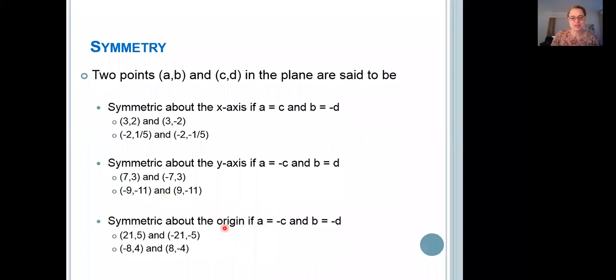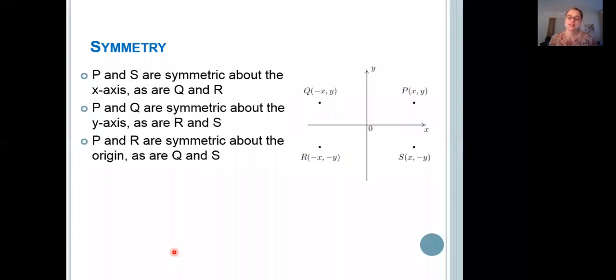Now, we can also talk about symmetry about the origin. This is kind of like folding your paper in quarters. So our points are equally centered away from the origin. The origin is centered between them. It doesn't take long to figure out that this is a combination of being symmetrical about the x-axis and the y-axis. It means our x coordinates are equal in value but opposite in sign, and our y coordinates are equal in value and opposite in sign, like these points down here. Here are some examples.